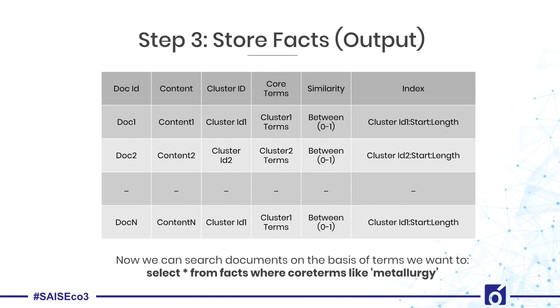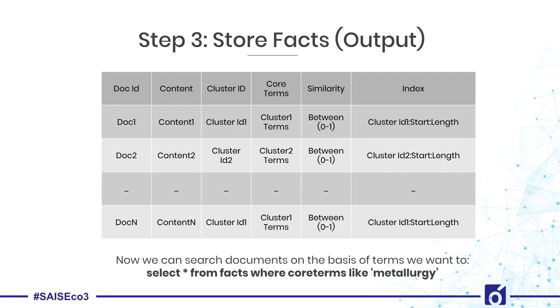Now, this is how our index of documents and related clusters looks. It contains the document ID, the content, and the cluster ID as well. The cluster terms which exist in that cluster, and the similarity portion. And last, we have the location of that concept present in that document.